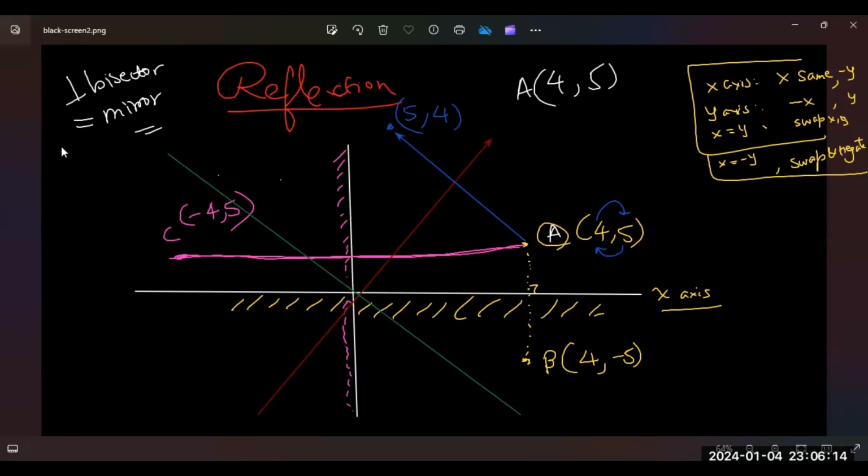This is the line y is equal to minus x, also called the 135-degree line. This is called the 45-degree line, or the line y equals x.